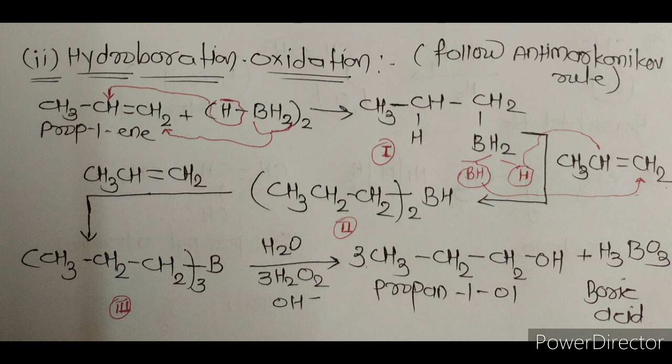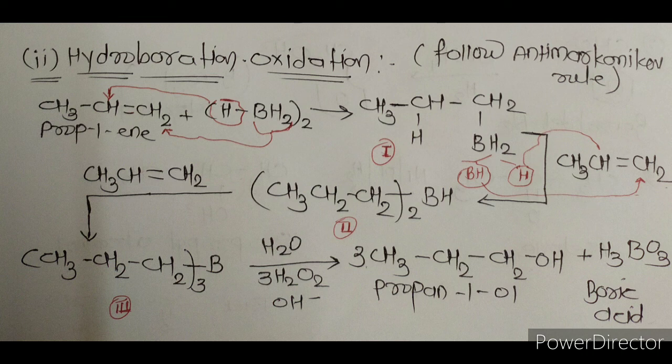Now propene reacts with borane, means BH3, which separates as H and BH2. Here according to the anti-Markovnikov rule, the borane containing part goes on the ethylenic carbon having more number of hydrogen, and hydrogen goes on the ethylenic carbon having less number of hydrogen, means BH2 is attached with the terminal carbon and hydrogen is attached with the second carbon. So we get CH3CH2CH2BH2.